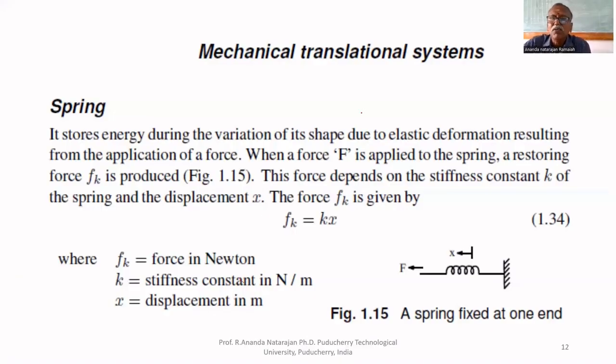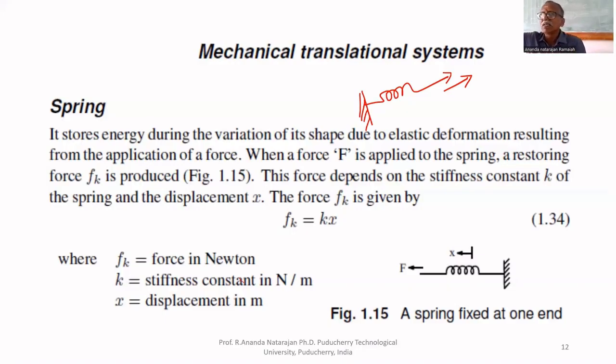So spring means how we will draw it, like an inductor. So this is a spring. One end is fixed, the other end is free. If you apply a force here, what will happen? It will elongate. If we make the force equal to 0, then again it will regain its original position.